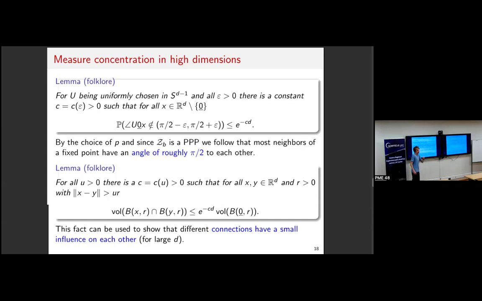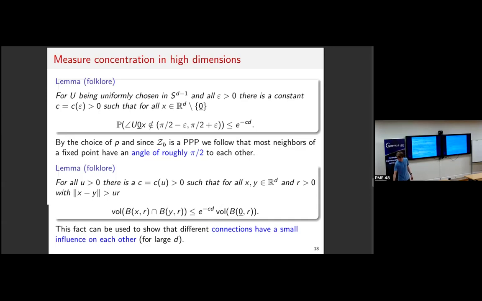And this is quite important for us because for any connections that we look at, it doesn't matter if it's the Gabriel graph or the Delaunay graph, there always has to be this ball that has to be free of the Poisson points. And the intersection is exactly the area where the connections would depend on one another. If the intersection has exponentially small volume in the dimension, this means that for large dimensions the connections behave independently from one another.